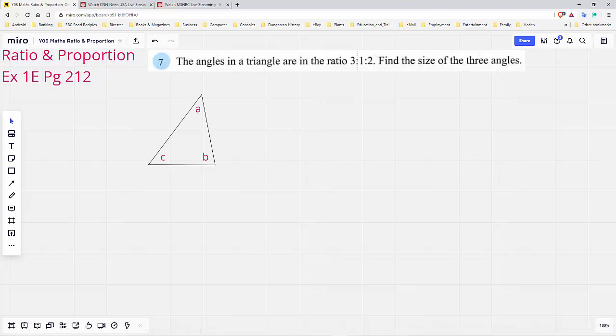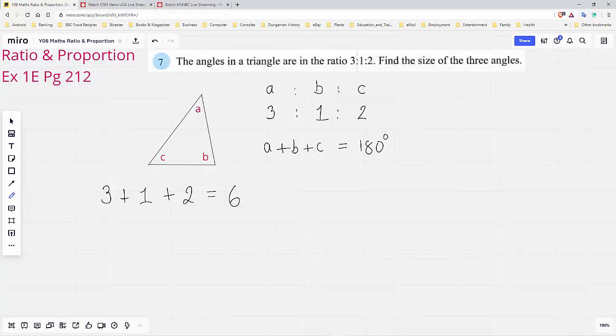So here's a very simple triangle. I've labelled all the angles A, B and C, and I'm going to assume that A is the 3 in terms of the ratio, B is the 1 and C is the 2. Now remember, A plus B plus C equals 180 degrees. Our first step is to add up the numbers that make up the ratios. That's the 3 plus the 1 plus the 2. And that gives us a total of 6.